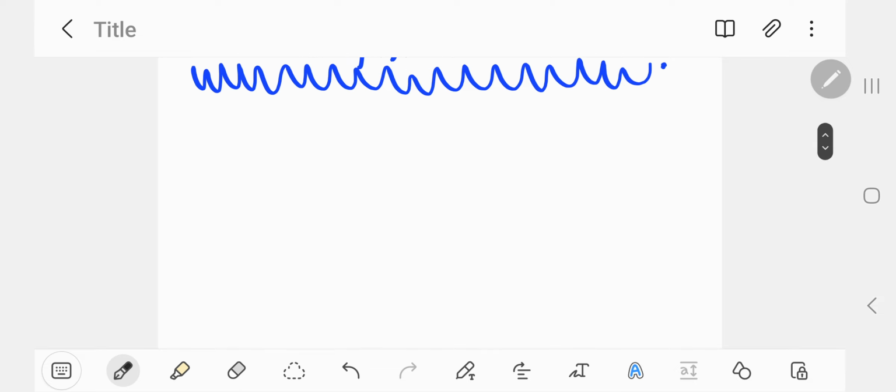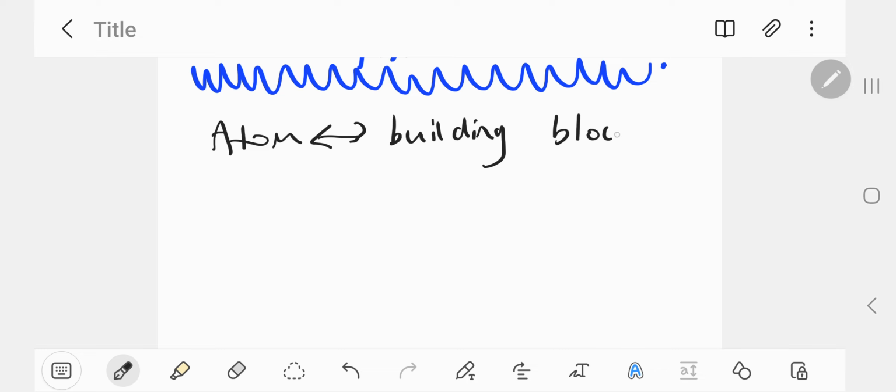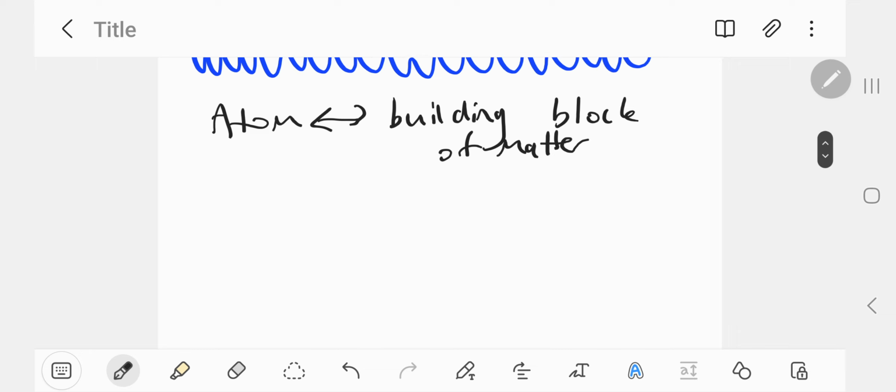So an atom is interchangeable with the word building block. I want you to think of the word building block. It's the building block of matter. Think of Lego pieces. If I give you a castle that's made of Lego, you can take apart the castle and you'll have individual Lego components. Same thing with matter.